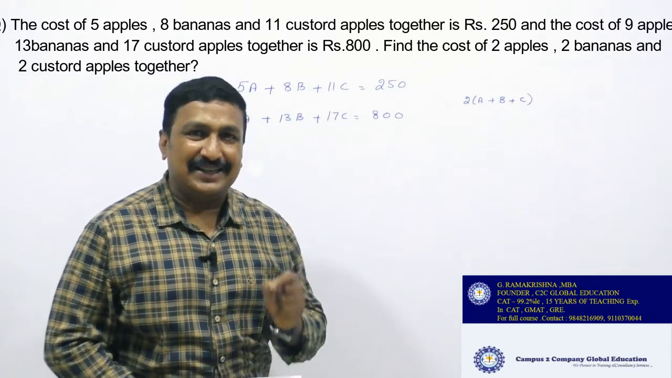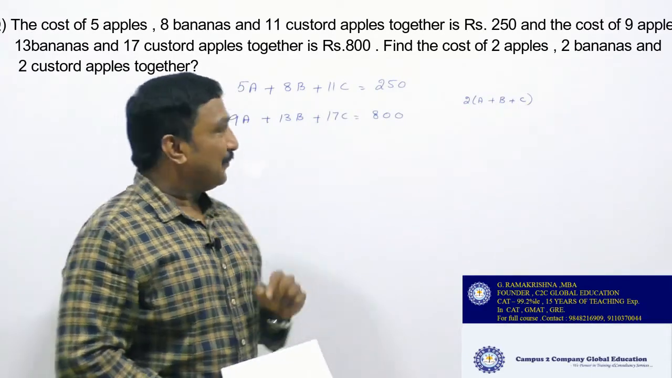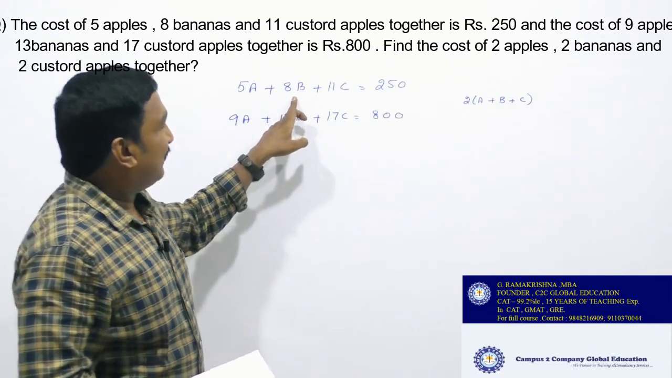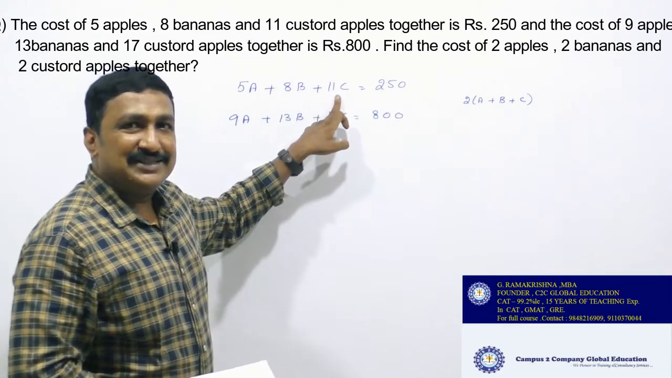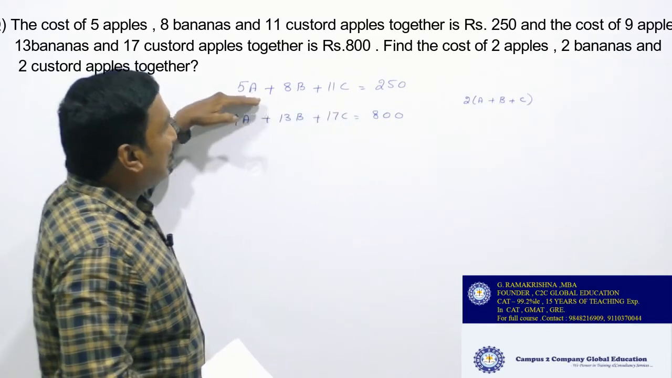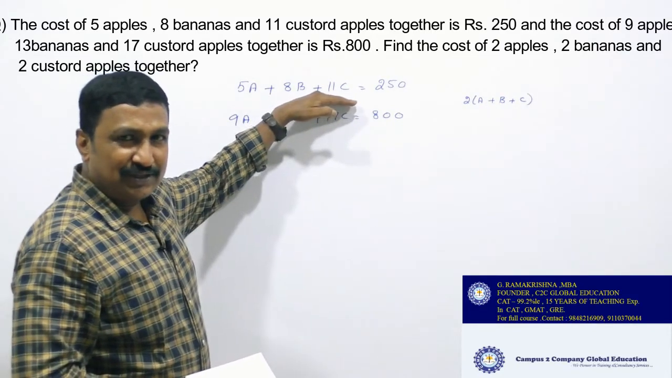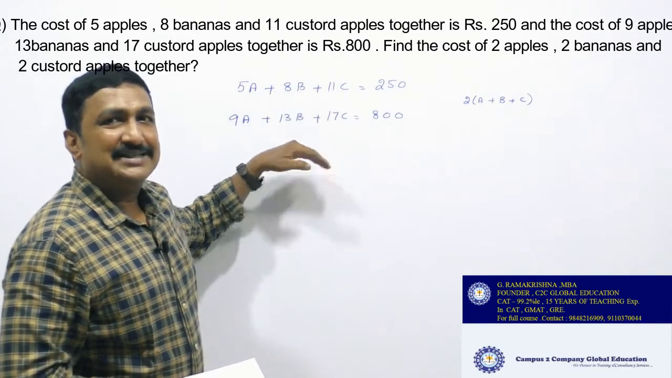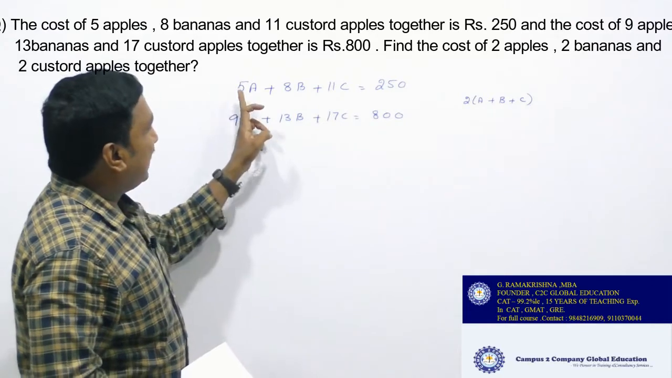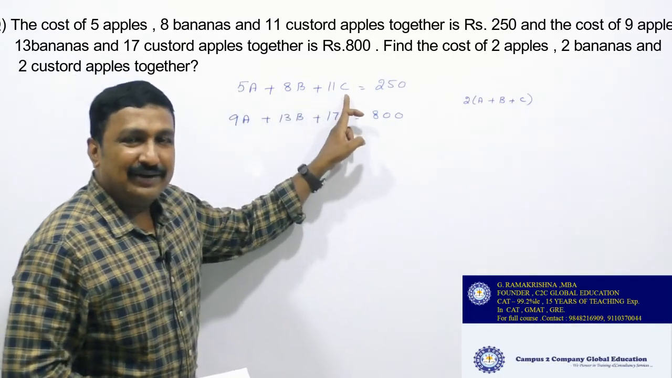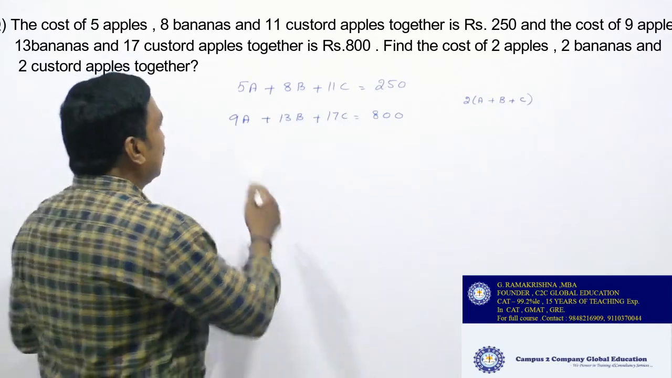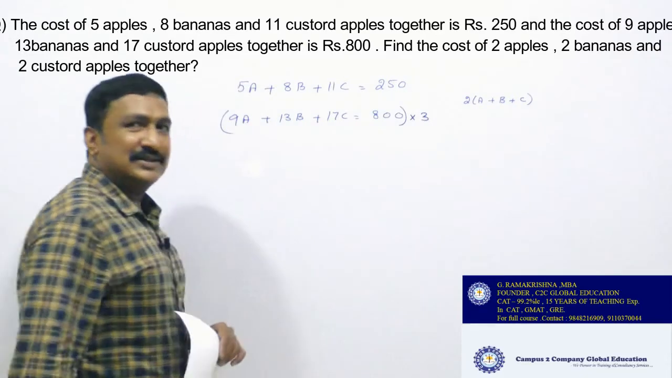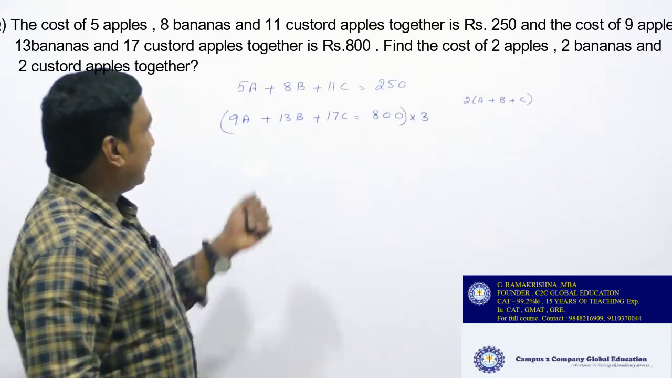So in this case, the main important point is 5, 8. The difference is equal to how much? 3. 8, 11. The difference is equal to how much? 3. So whenever the differences of the coefficients of the first equation are the same, then that difference should be multiplied with the second equation. That means here 5, 8, 11. The difference is how much? 3. So the second equation is multiplied by 3. Understood, friends?